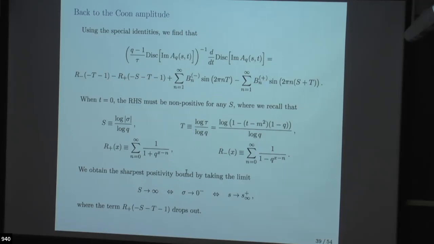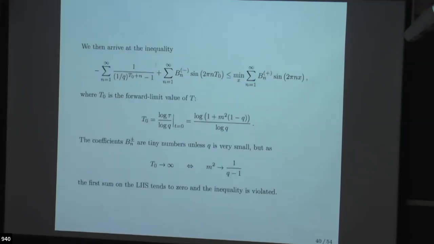So another way of saying it is we're taking the limit now where we are on the s, and then on the branch cut where s approaches the accumulation point from above. Right? That's the limit we're looking at. So in this asymptotic limit, this term drops out, and essentially our positivity condition translates into this.